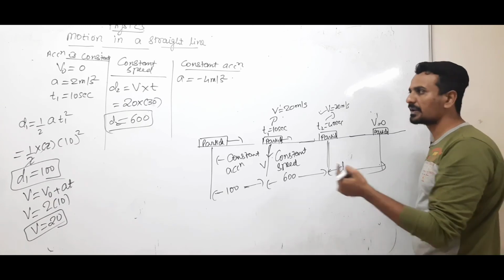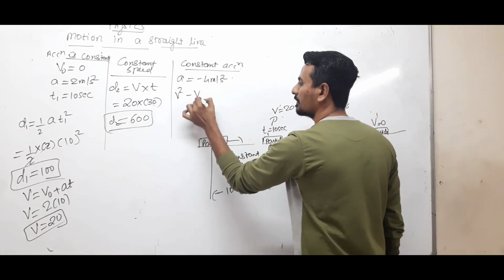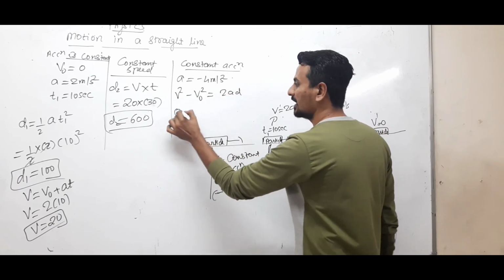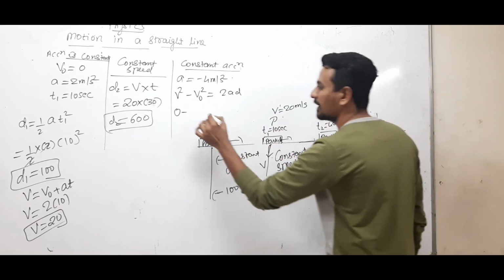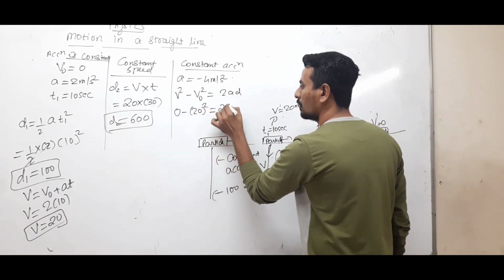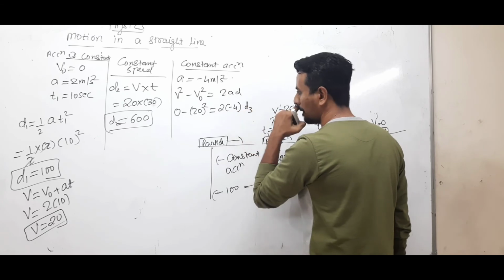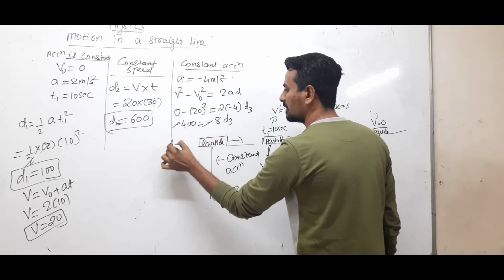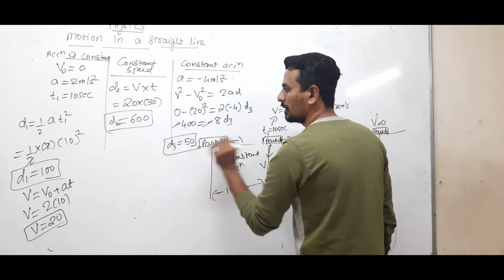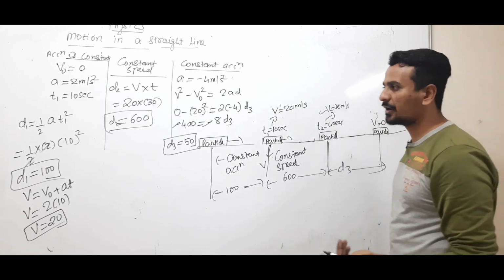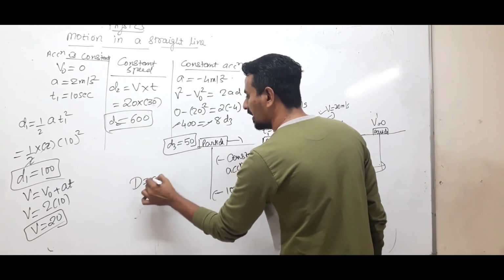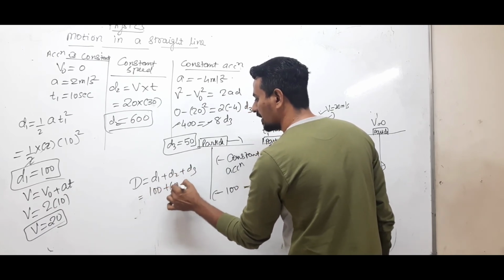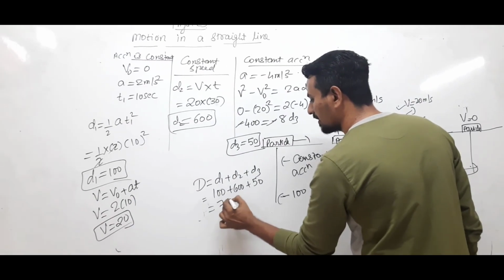So your acceleration is -4, your final velocity is 0, your initial velocity is 20, and you want to calculate distance, then we can use the third equation, v squared minus v0 squared equals 2as. The final velocity is 0, initial velocity is 20, so 0 minus 400 equals 2 into minus 4 into d3, minus 400 equals minus 8 d3, so d3 will be 50. Got it? So you got d1, d2, d3. The total distance will be d1 plus d2 plus d3, 100 plus 600 plus 50, which is 750.